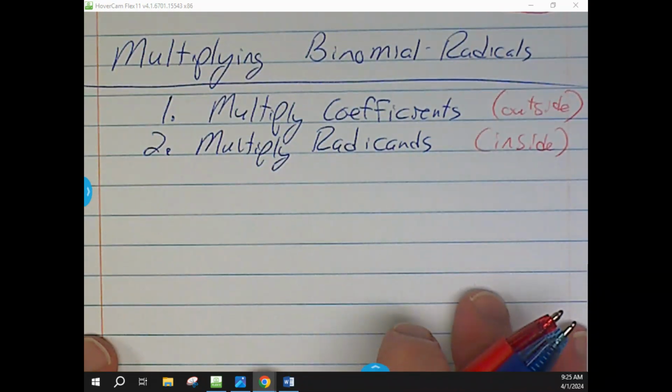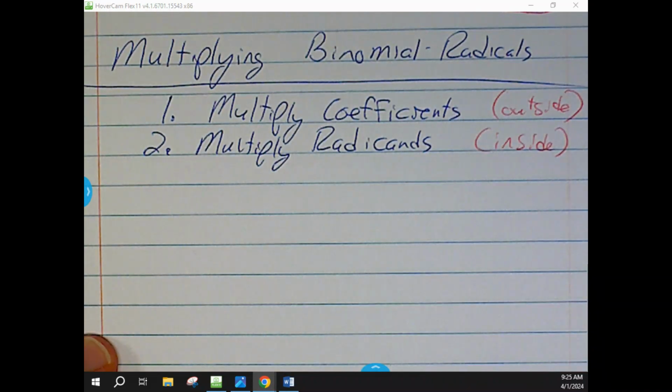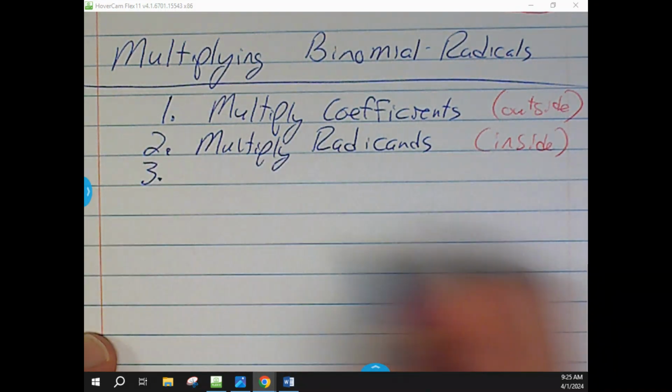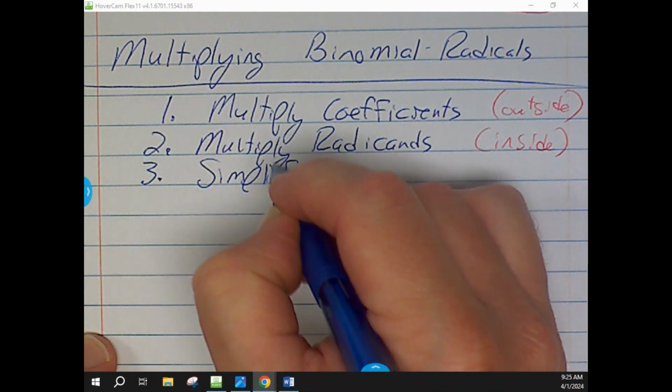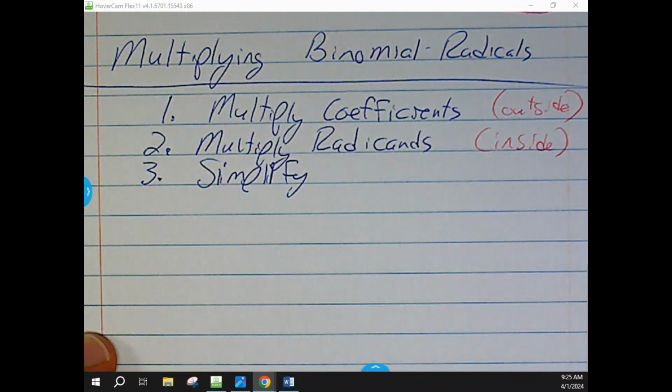Now, first thing we have to kind of say is, again, the indexes have to be the same, but I've never seen a problem so far where they've given you one with different indexes. So that part should be pretty safe. And then third thing is after you multiply the outsides, you multiply the insides. Then you simplify. Okay. And I guess kind of the good thing with this is this is stuff that y'all have done before. So it's not like we're doing anything really new in this part of it.